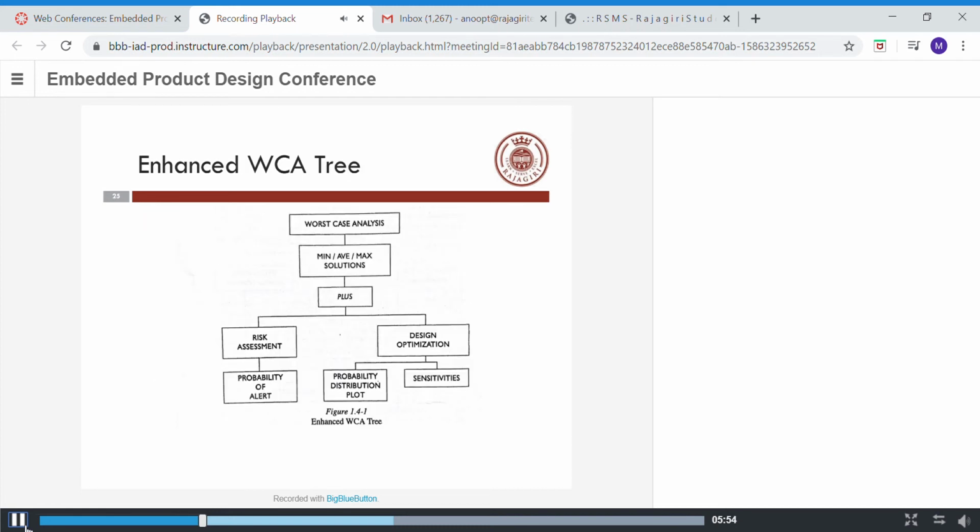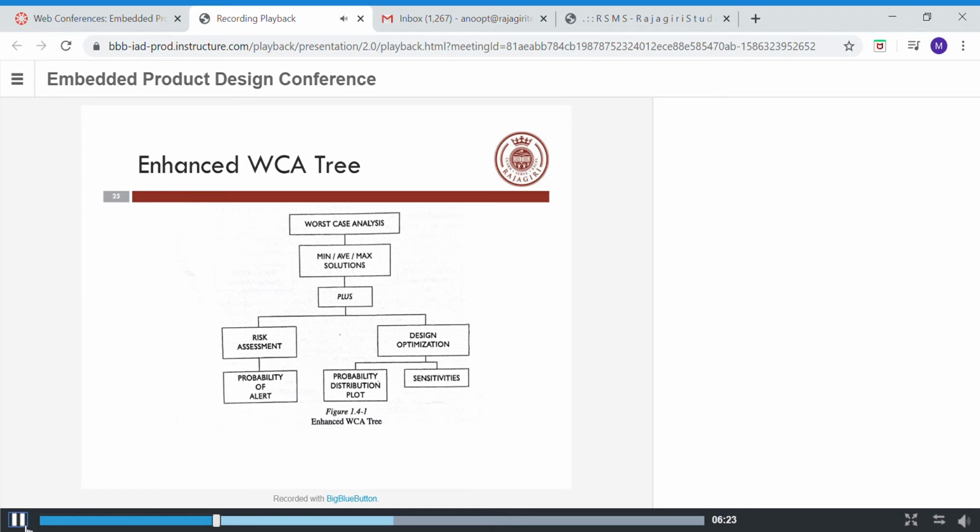Okay, so what is the enhanced WCA tree? In the worst case analysis, you have minimum, average, and maximum, and we will see the breaching of these particular values, the solutions of the variables based on the parameters, based on functional analysis, based on stress analysis, and based on your application analysis.